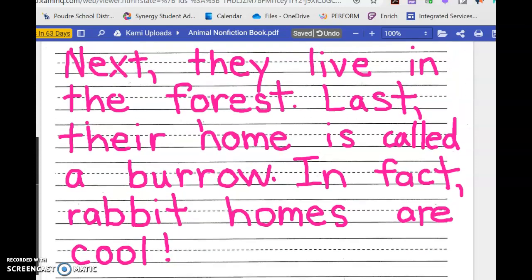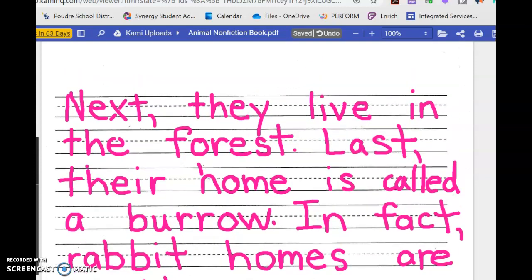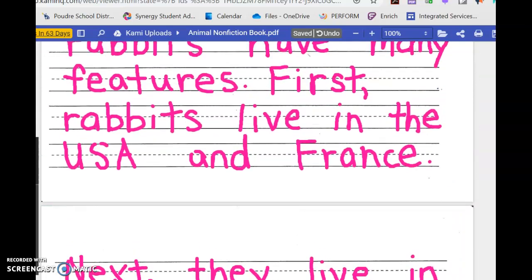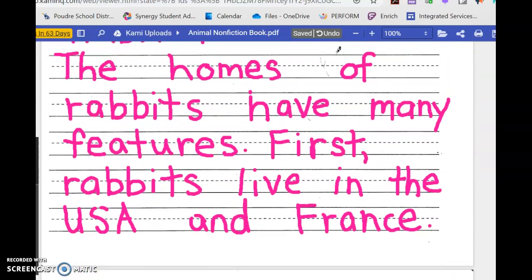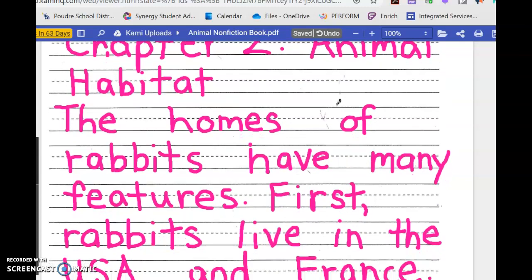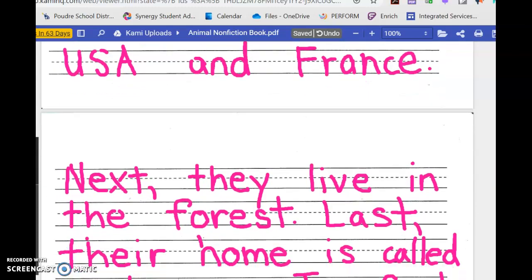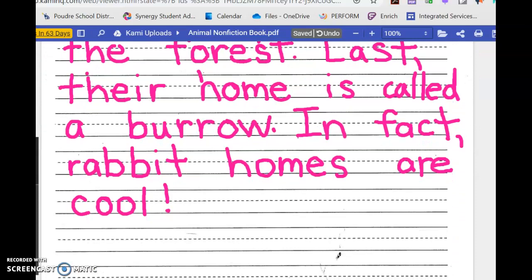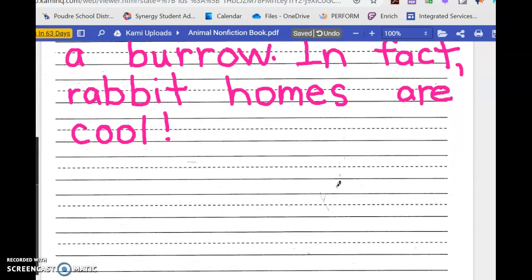I learned that they were called a burrow and that they live in the USA and France. Really good research for Chapter 2. Take a few days to write Chapter 2, and then we'll move on to the last chapter, Chapter 3.